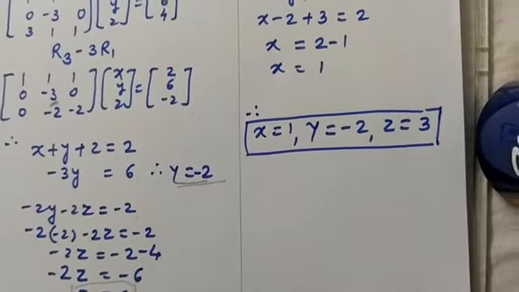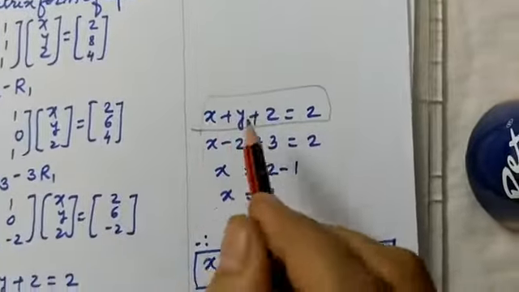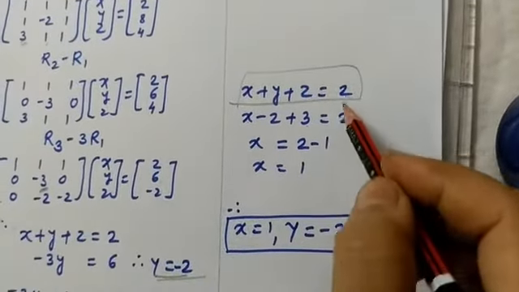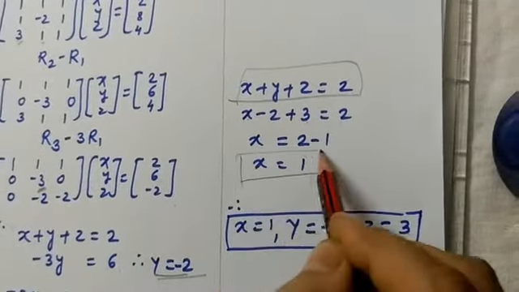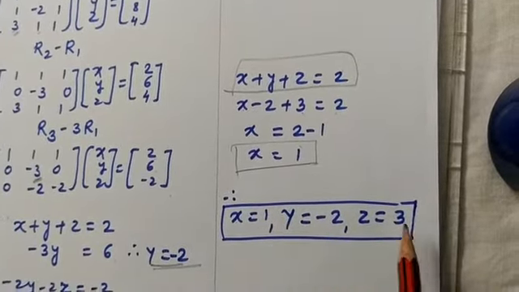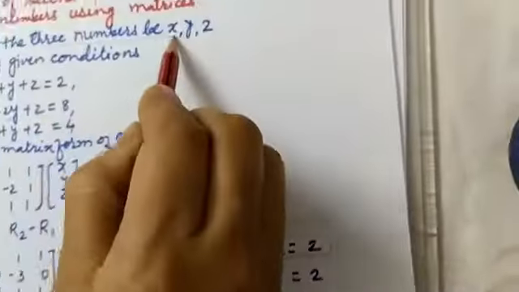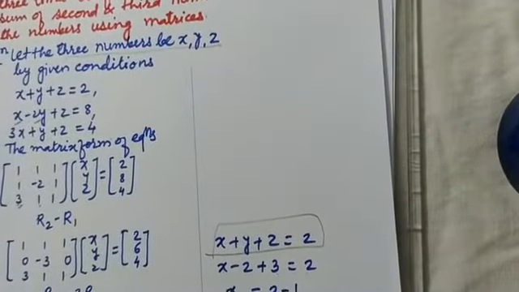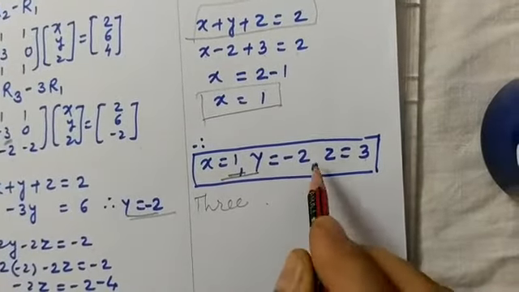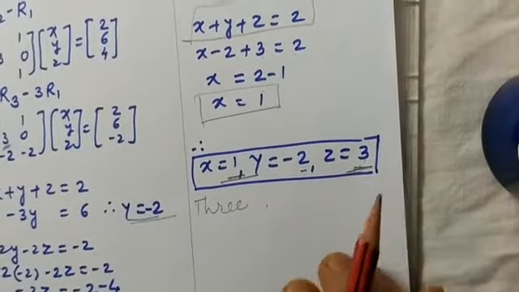Again we put the values of y and z in the equation x plus y plus z equal to 2. Put x as it is, y as minus 2, z as 3, which we have just calculated, equal to 2. Simplify this, and after simplification you get x as 1. Therefore, we got the values: x is equal to 1, y is minus 2, z is 3. Now we considered the 3 numbers to be x, y and z, and this way the first number is 1, the second number is minus 2, the third number is 3. So this is an important question.